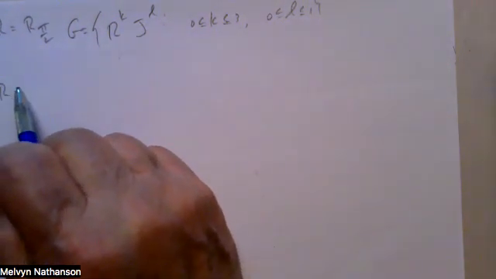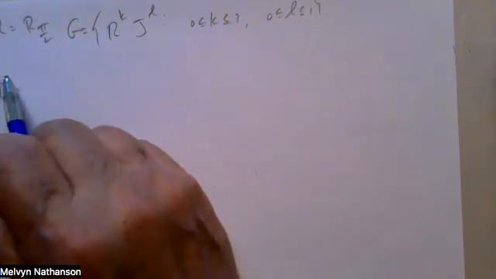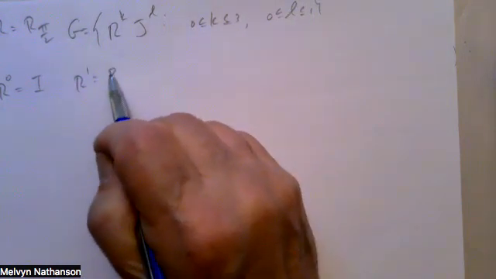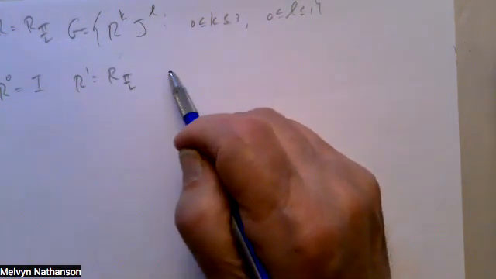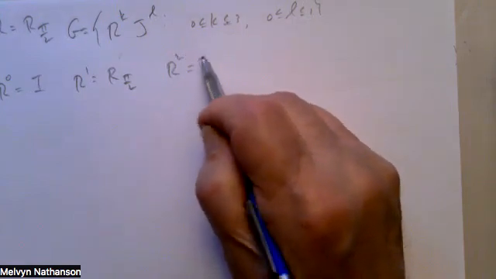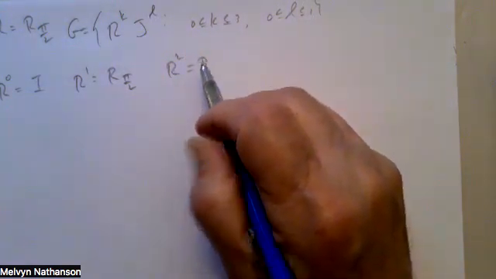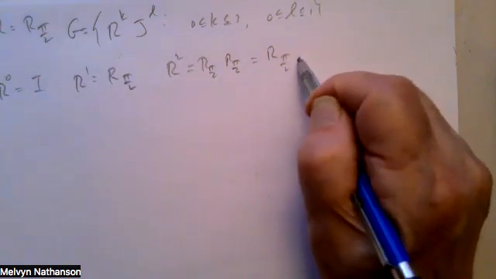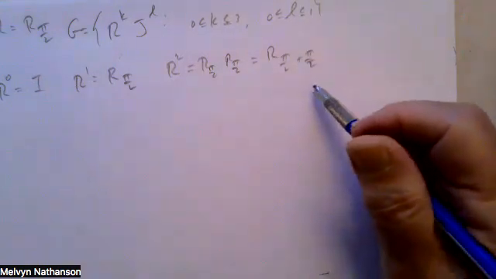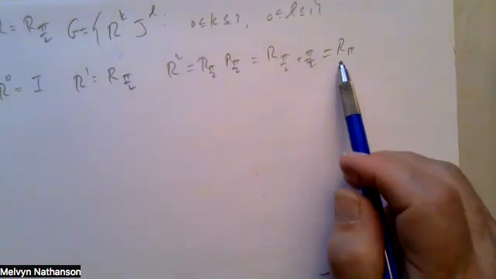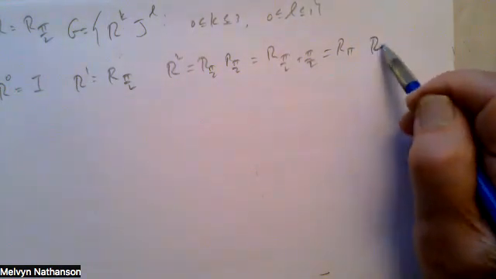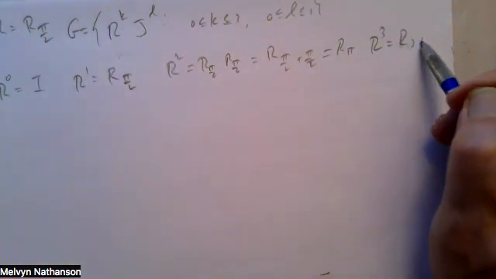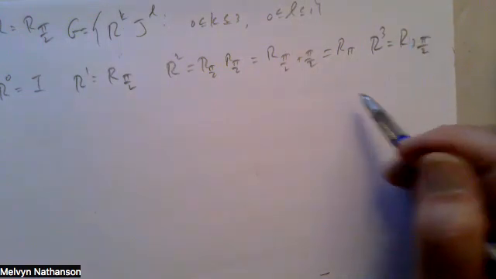So R to the 0 is the identity. R to the first power is rotation by pi over 2. r squared, that means r times r. I'm sorry, that means r pi over 2, r pi over 2. That's r pi over 2 plus pi over 2. That was our addition formula for rotations, or r pi. So this is rotation by pi radians. In r cubed, you rotate pi over 2, pi over 2, pi over 2. That's rotation by 3 pi over 2 radians.